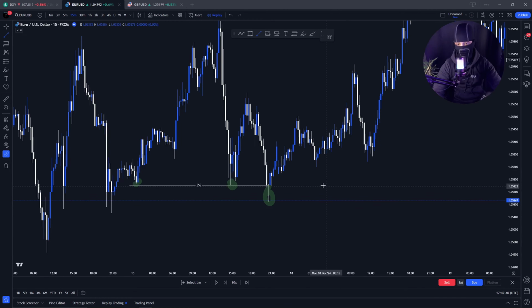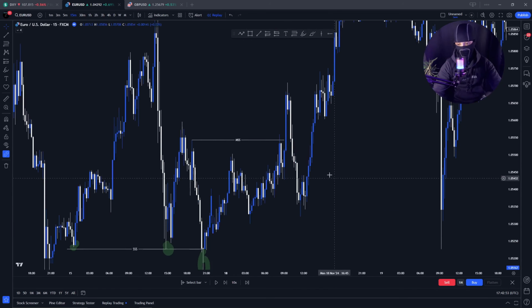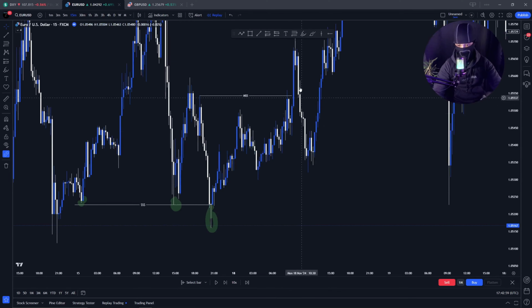We need a market structure shift. So as you guys can see here, this swing high here gets broken above. This isn't really the cleanest market structure shift I've seen, but nevertheless, it's still a market structure shift. What does this market structure shift now tell us about price? Price wants to reverse. So what happens? Price retraces back into the range.